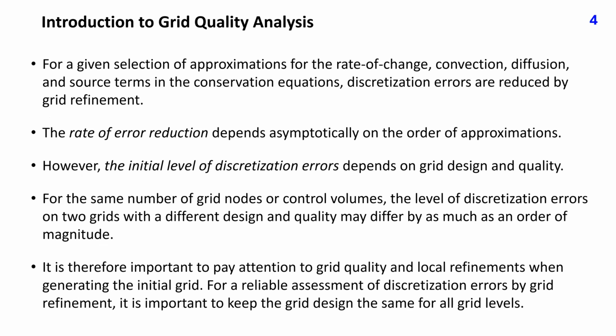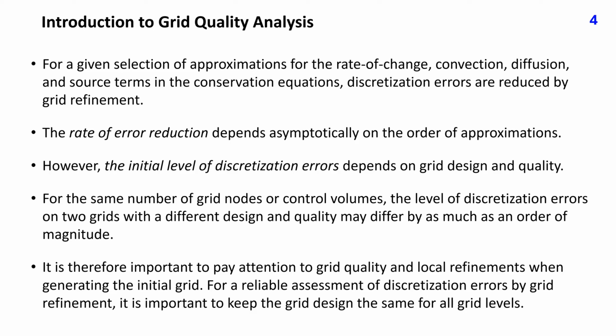For a given selection of approximations for the rate of change, convection, diffusion, and source terms in the conservation equations, discretization errors are reduced by grid refinement. The rate of error reduction depends asymptotically on the order of approximations. However, the initial level of discretization errors depends on grid design and quality. For the same number of grid nodes or control volumes, the level of discretization errors on two grids with a different design and quality may differ by as much as an order of magnitude. It is therefore important to pay attention to grid quality and local refinements when generating the initial grid.